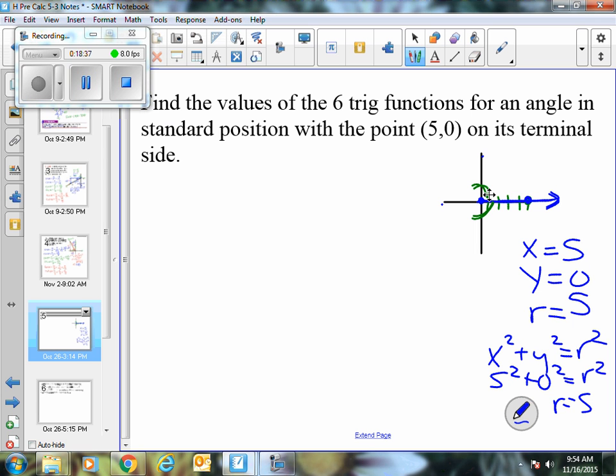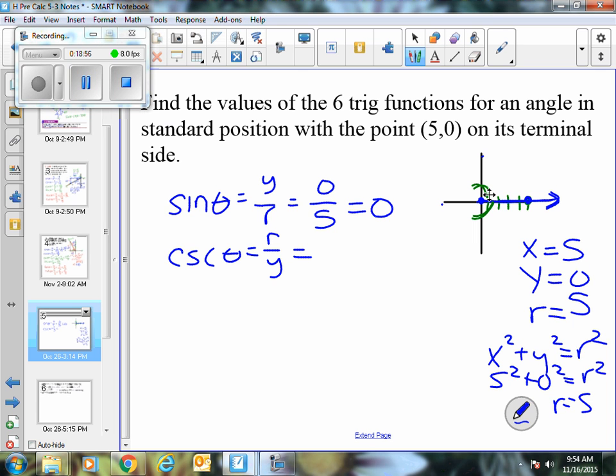So let's see what happens with the ratios when you do that. So for sine, for y over r, you get 0 over 5, which is 0. In other words, the height change is 0, so the sine would be 0. So sine at 0 degrees or 360, any of those values would be 0. But look what happens for cosecant then. If you do the reciprocal, that means you'd have 5 over 0. Is that a real number answer? Nope, that is undefined.